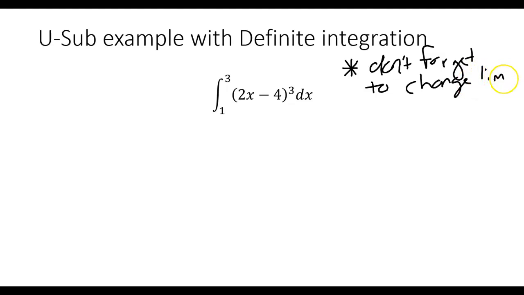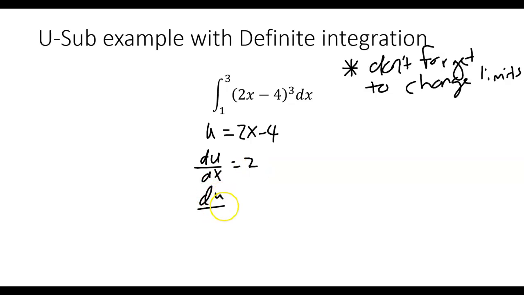So whenever you do u substitution with a definite integral, you have to change your limits also. It's very easy to forget about that. So step 1, find your u. Step 2, take the derivative. Step 3, get the dx by itself. Step 4, do your u substitution.